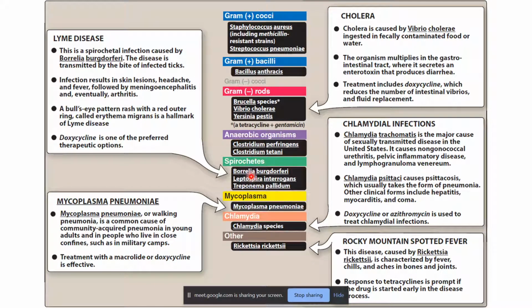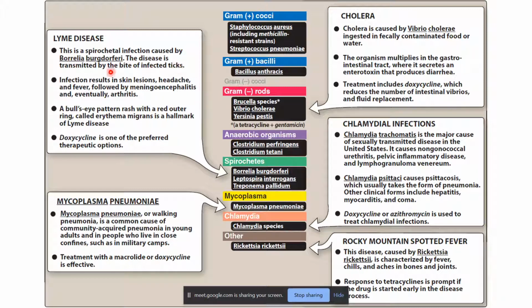Then the spirochetes include Borrelia. Borrelia burgdorferi is the type of Borrelia that will lead to Lyme disease. It's also very dangerous, because Lyme disease is lethal and will lead to death if not treated promptly.